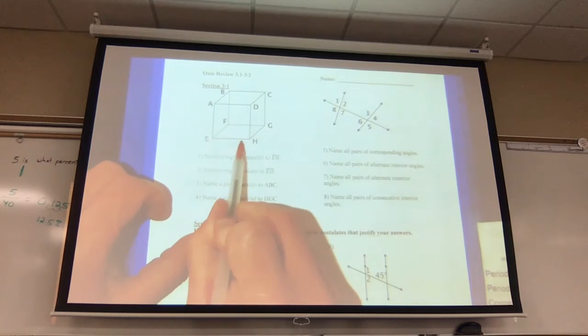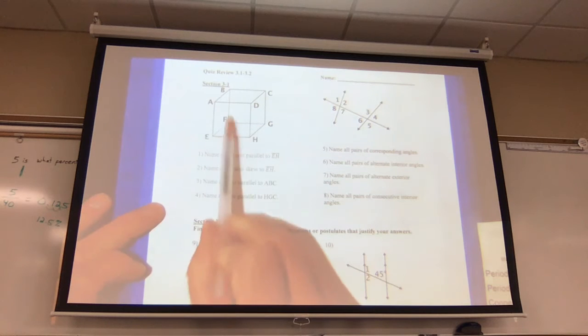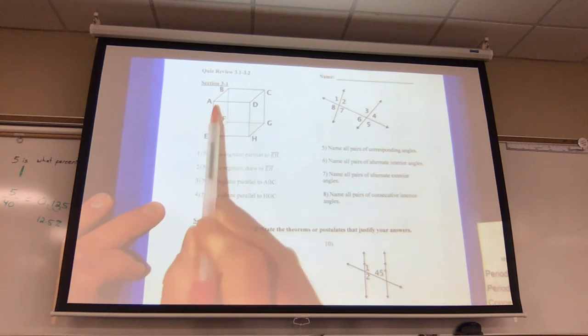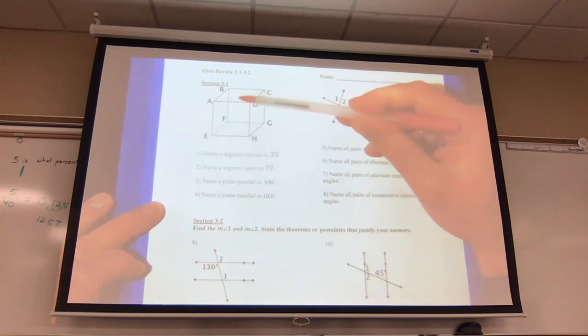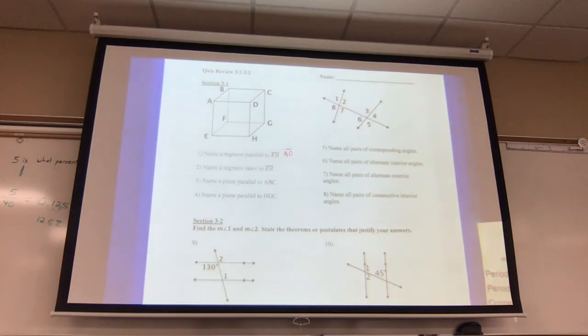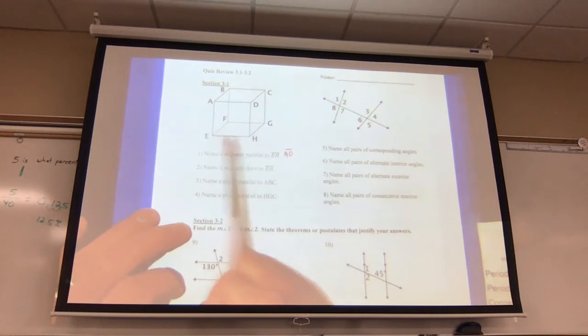If you look at EH, we want a segment parallel to it. To be parallel, they need to be on the same plane and not intersect. So if I take the top plane up here, or this front plane, EH is at the bottom of it, AD is at the top. Those two lines would never intersect, so AD would be parallel to EH. If you look at the bottom plane, EH and FG, EH is the front, FG is the back. Those two will never intersect.